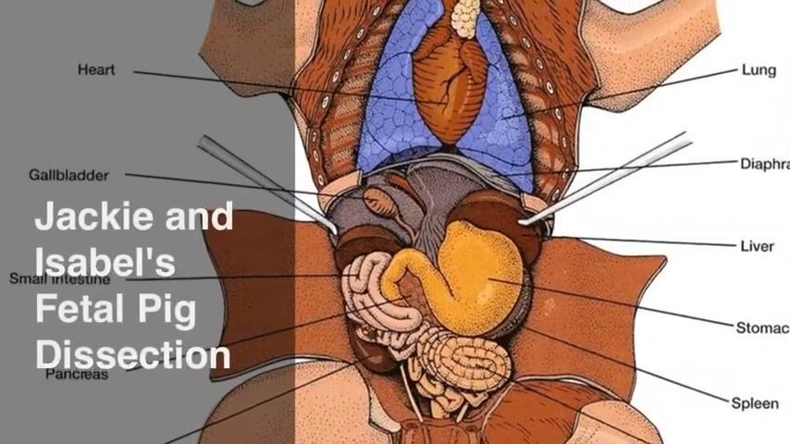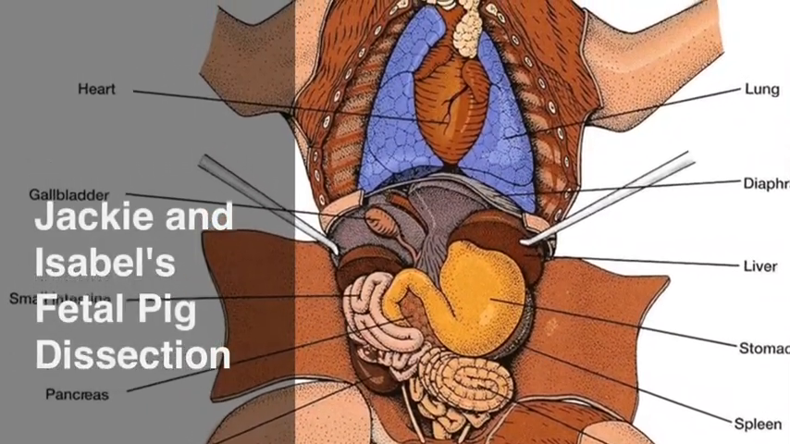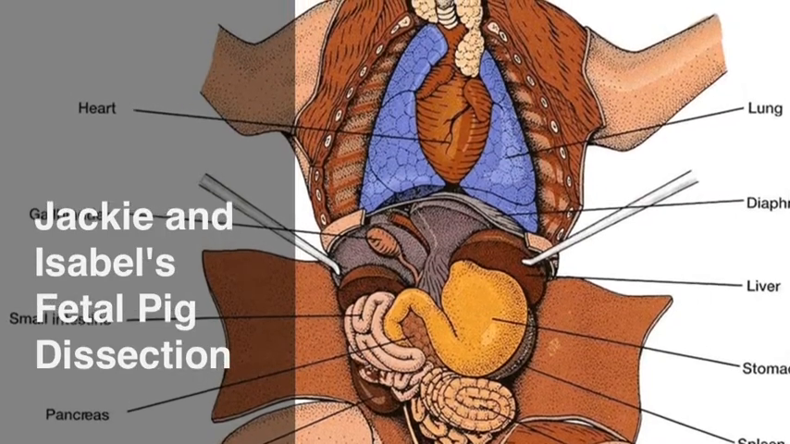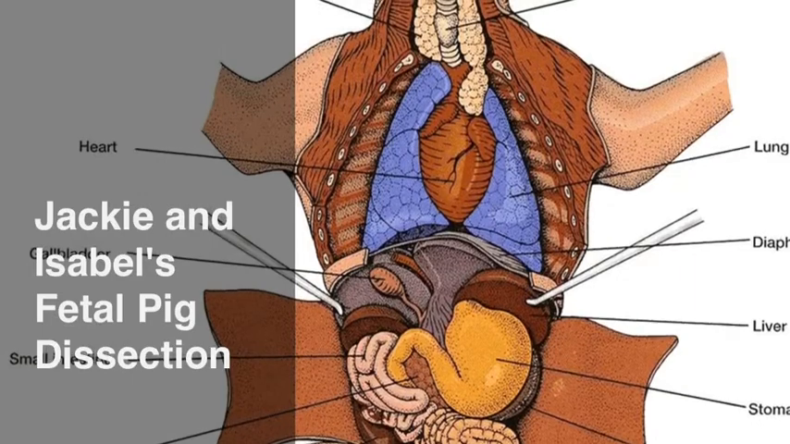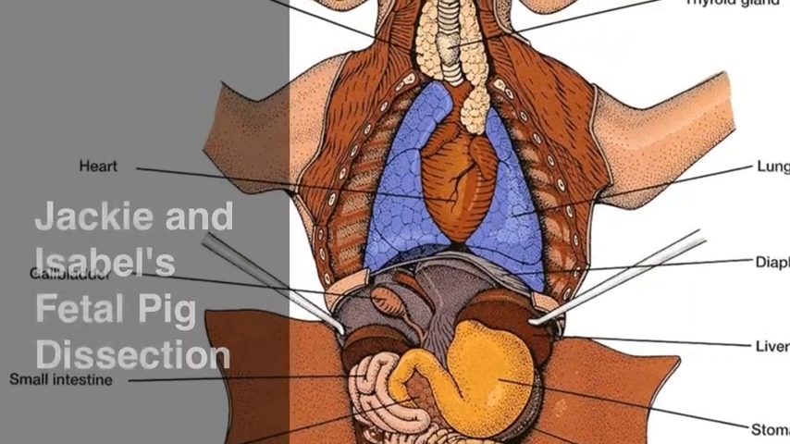In this lab activity, we will explore the anatomy of a fetal pig and the following systems: the digestive system, the respiratory system, the circulatory system, the urinary system, and the reproductive system.